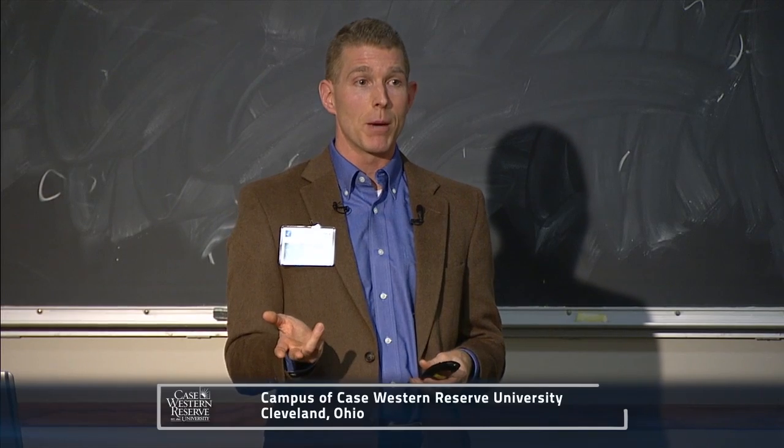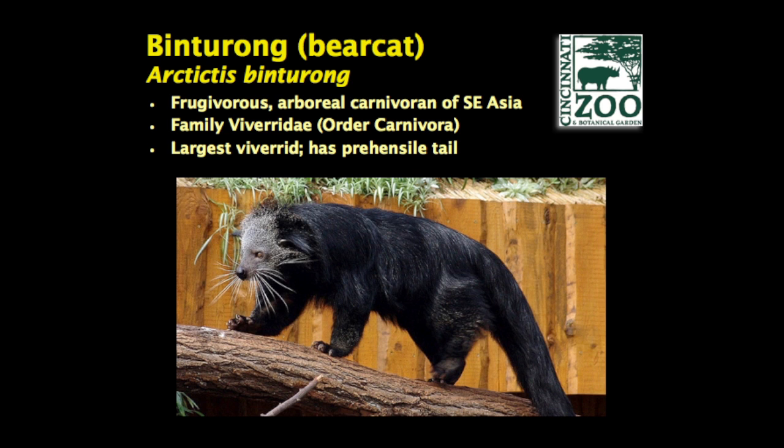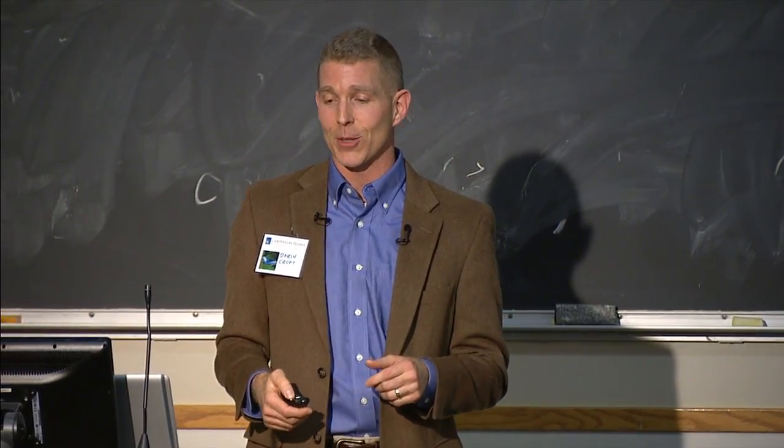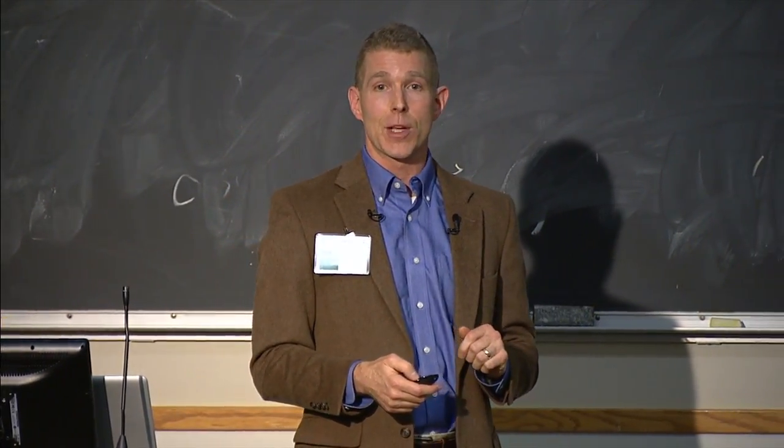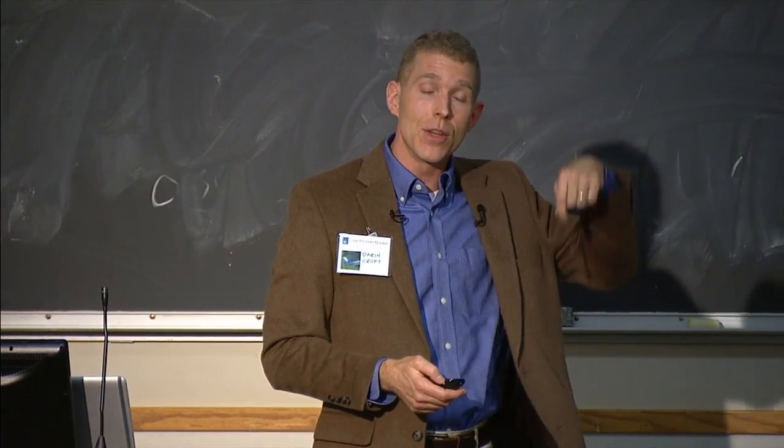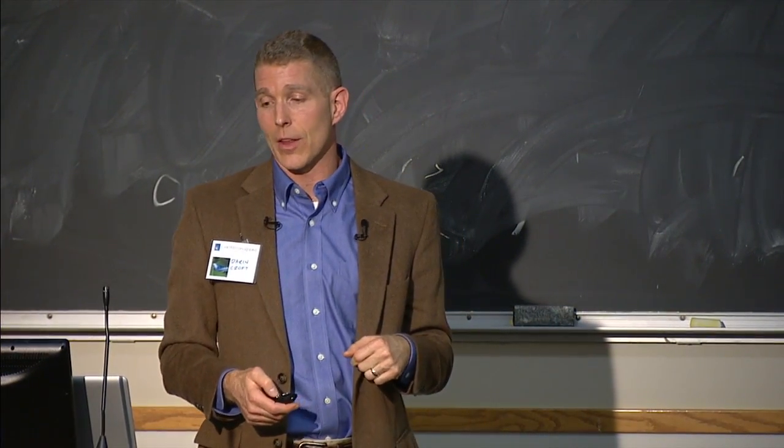This happens to be the largest member of that group, and it has a prehensile tail, which is pretty handy if you live in trees. I'm sure there's very high selective pressure, evolutionarily speaking, not to fall out of trees. And because of that, lots of different groups have evolved prehensile tails, including some other frugivorous carnivorans that are here on this side of the ocean in Central and South America.